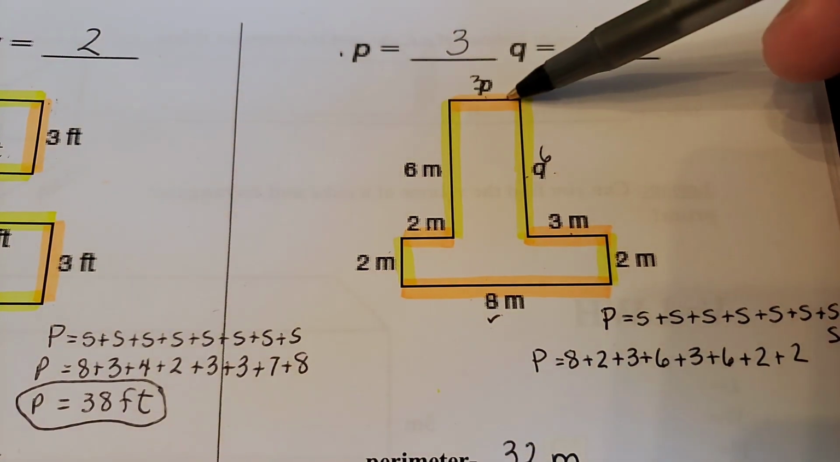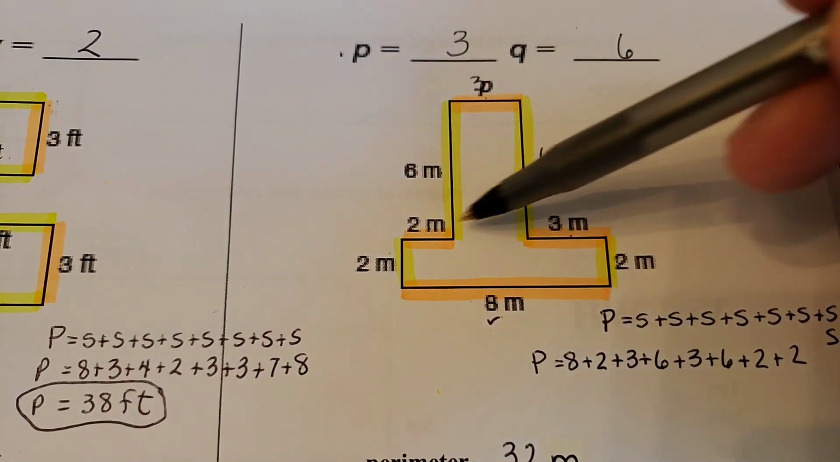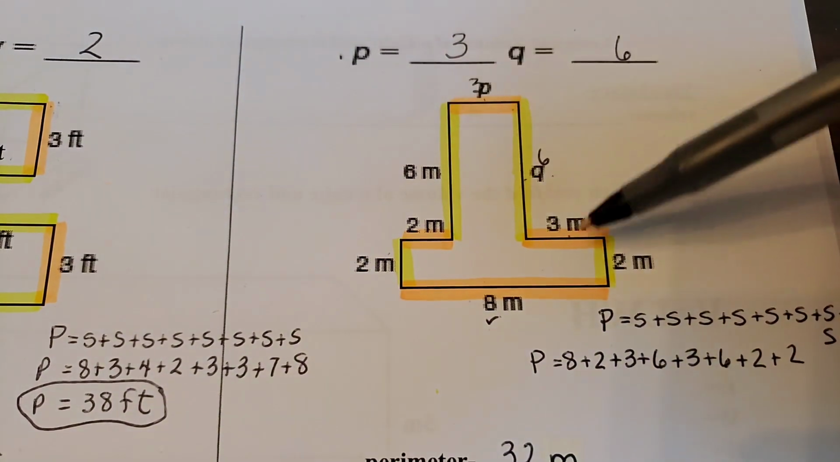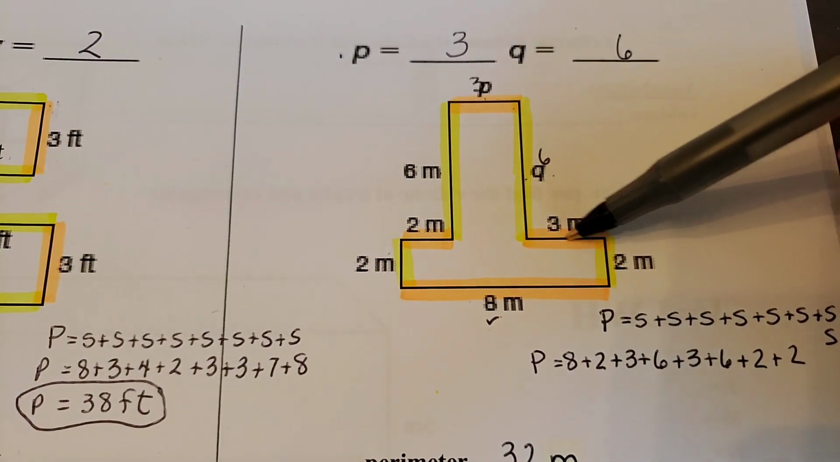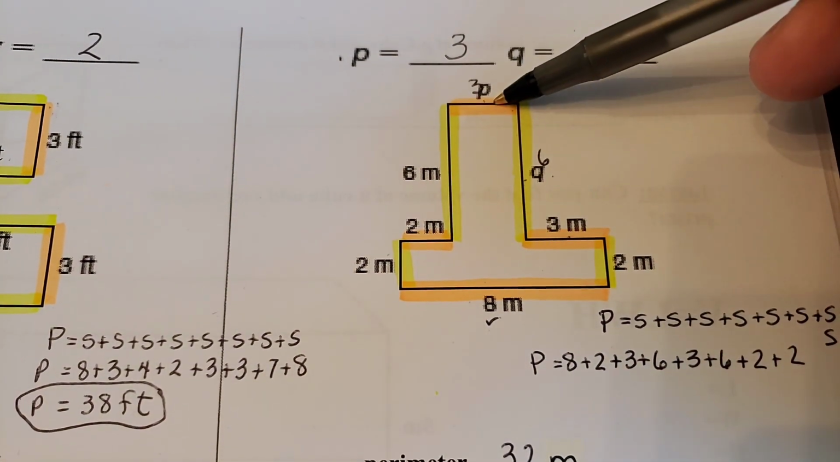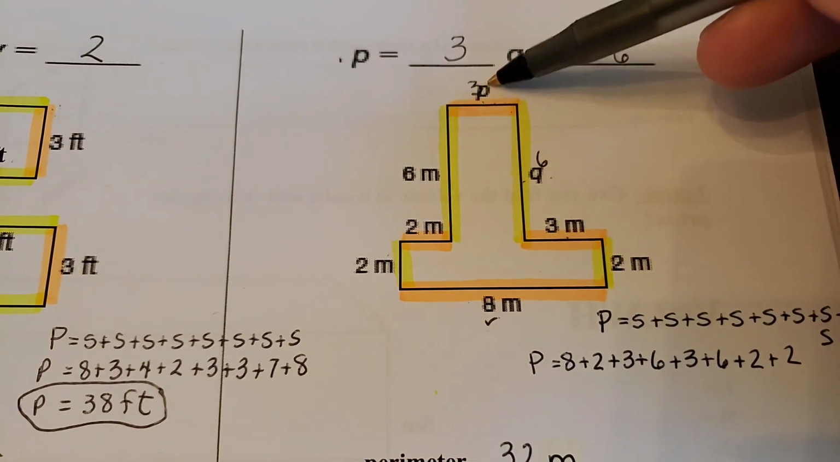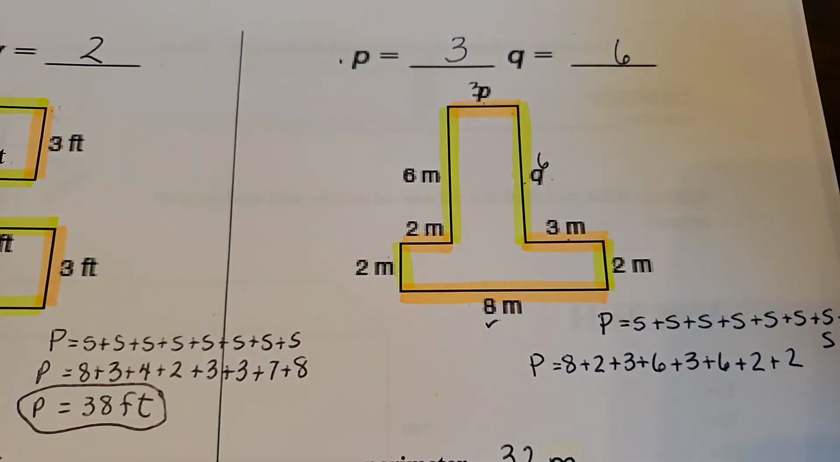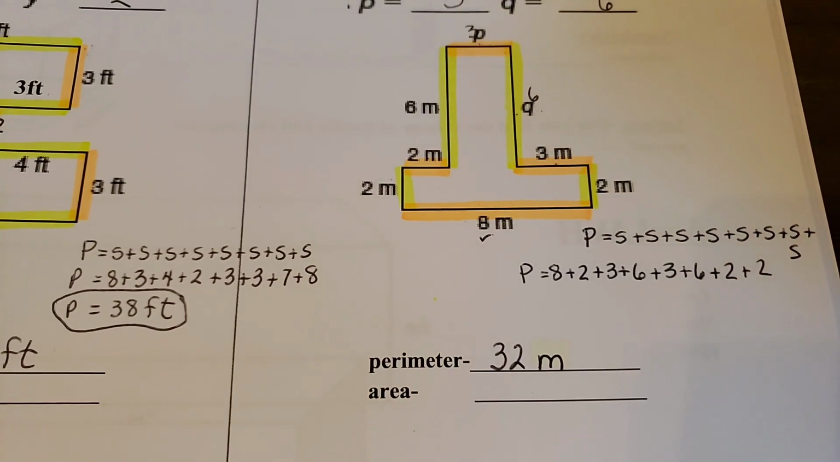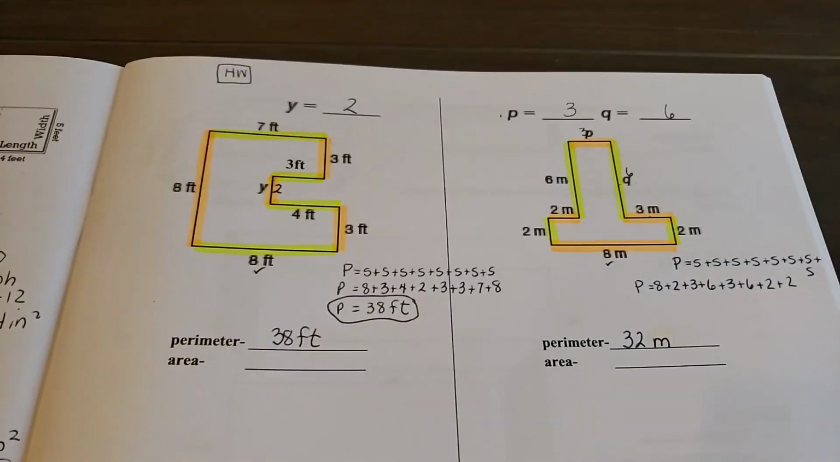And then on my horizontal lines, I went orange. My biggest line is 8. I have a 2, a P, and a 3. So 3 plus 2 is 5. Plus what is my big line? And that would be 3, because 3 plus 3 is 6, plus 2 is 8. And you can see here, my perimeter is 32 meters. Okay, so hopefully you guys got both of those perimeters correct.